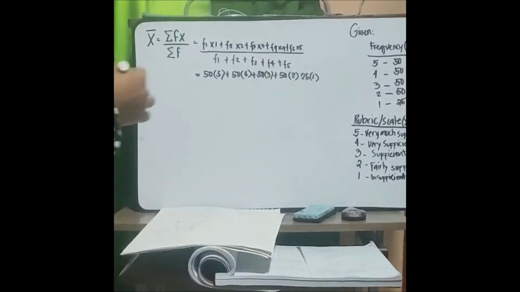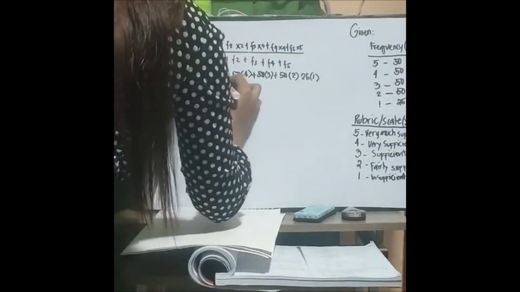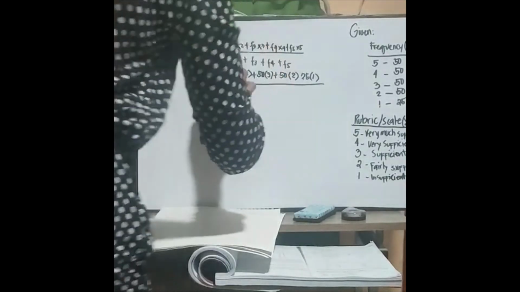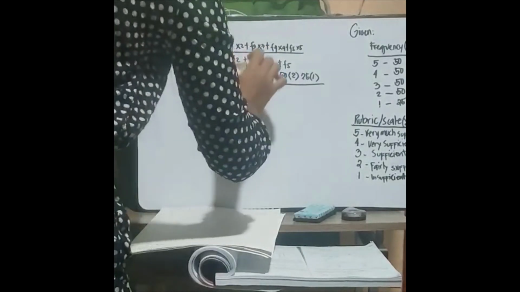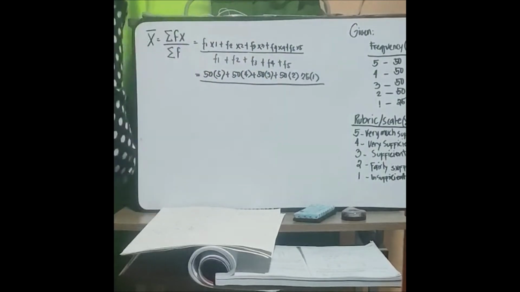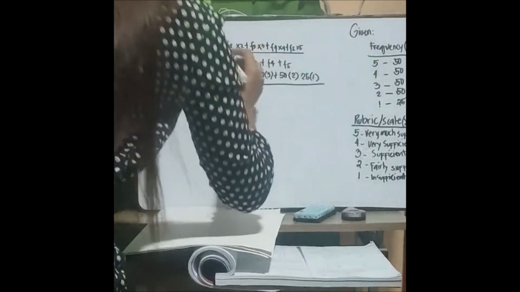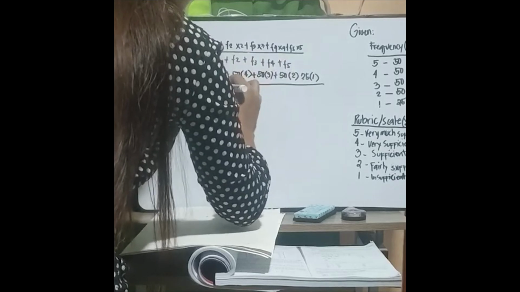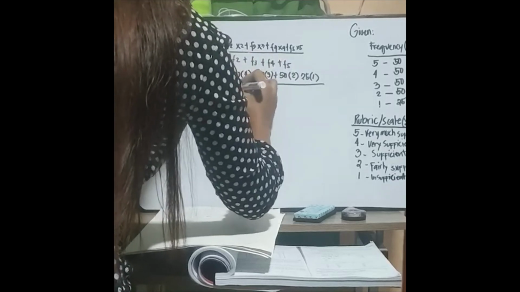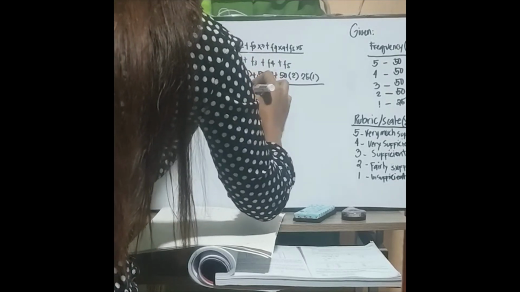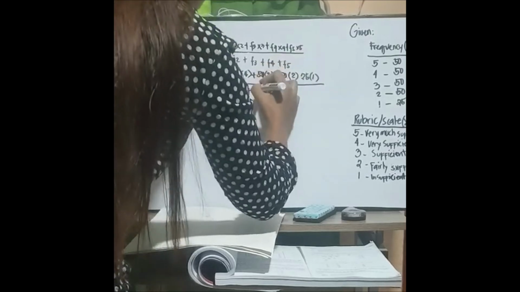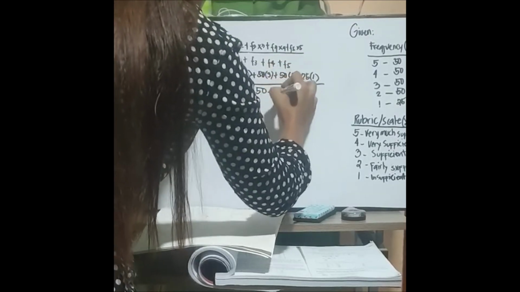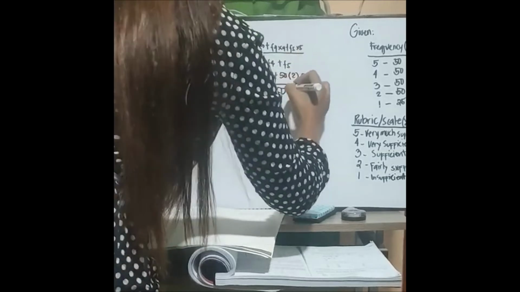Okay? Over the total frequencies that we have, which is F1, 2, 3, 4, and 5. So we need to add all of that. So F sub 1, 50, added by F sub 2, F sub 3, F sub 4, and F sub 5.